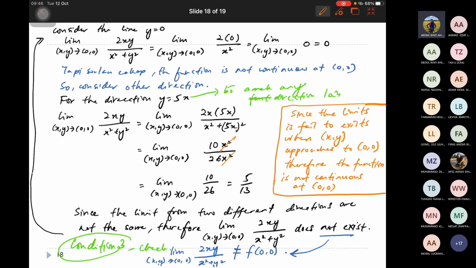Kelas awak habis pukul 11 kan? 9.46 baru. Kita kejap, rehat kejap 5 minit boleh? Sambung 9.55. Sambung 9.53. Boleh? Boleh. Okay, boleh. So siapa nak pergi toilet, boleh pergi toilet.